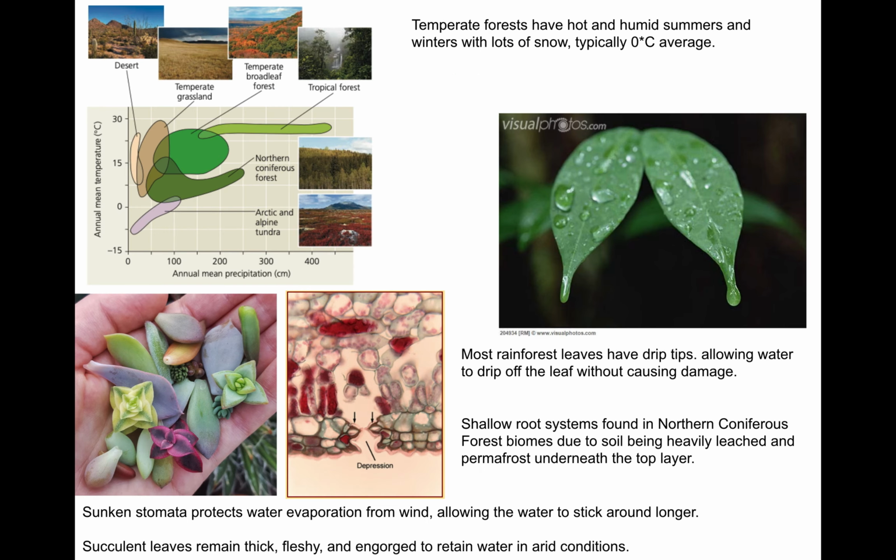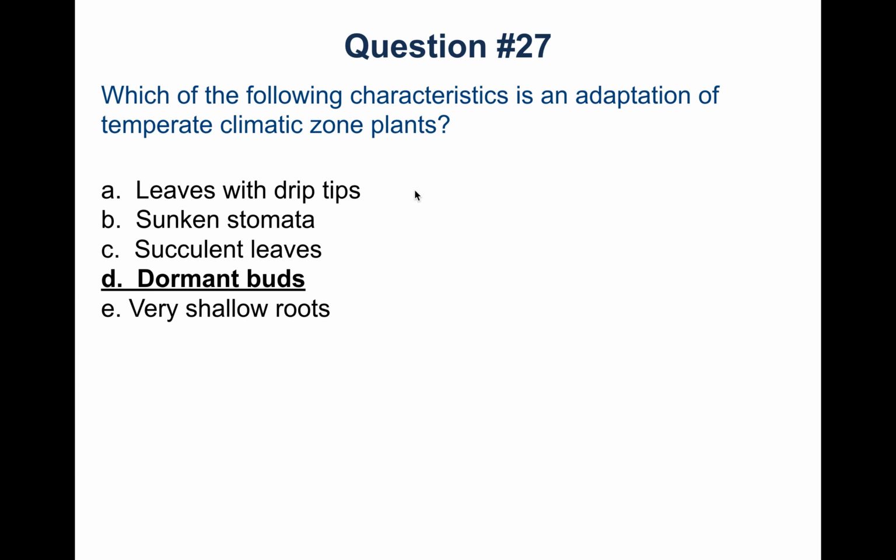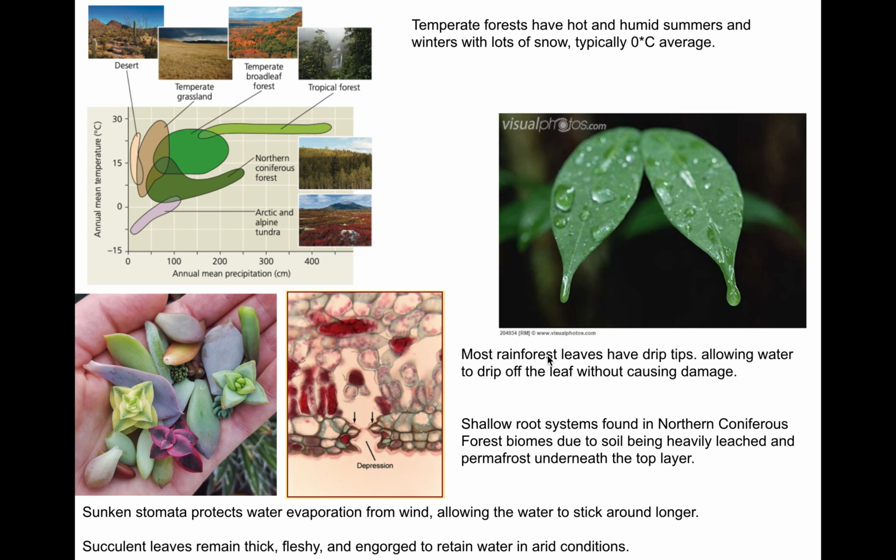So here are some of the other adaptations they have listed. They got these drip tips. The drip tips are typically found in rainforests that have a lot of precipitation. This is a way to allow water to drip off the leaf without causing a lot of damage or breakage. If the water sits on the leaf for a long time, it could weaken the leaf and cause damage, or if you get a lot of water pooling on the leaf.